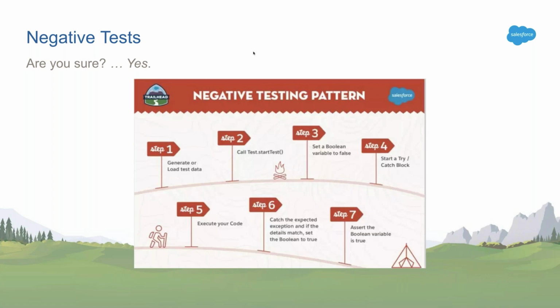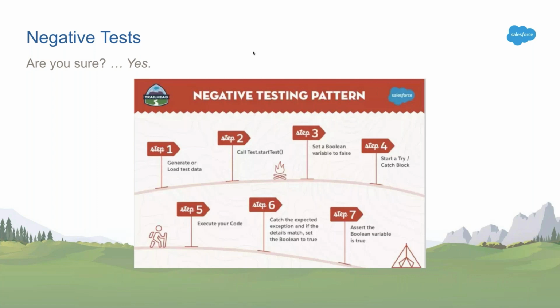And if that is true, and we have both the exception and the message that we're looking for, then and only then will we assert that our Boolean variable is true. And we check that with an if statement. We're just going to say if we got the right kind of exception, and if we got the right message, then we'll set that Boolean to true. And that's the negative test pattern.